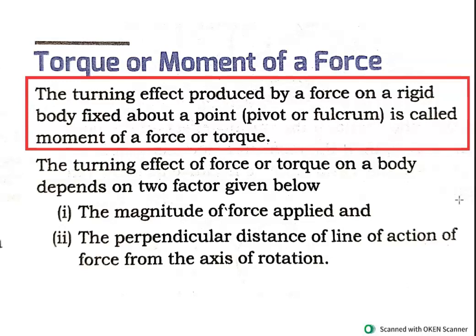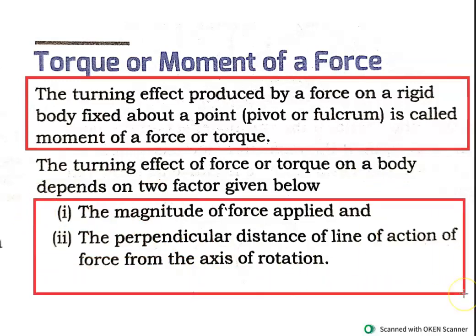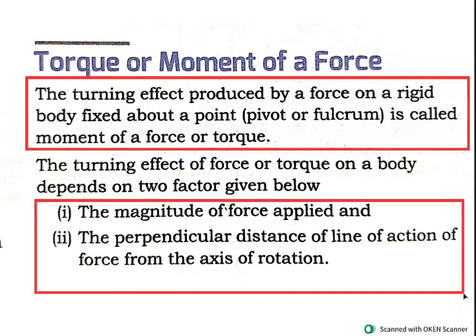The turning effect of force or torque on a body depends upon two factors. Number one, it depends upon magnitude of the force applied, and number two, it depends upon the perpendicular distance of line of action of force from the axis of rotation.